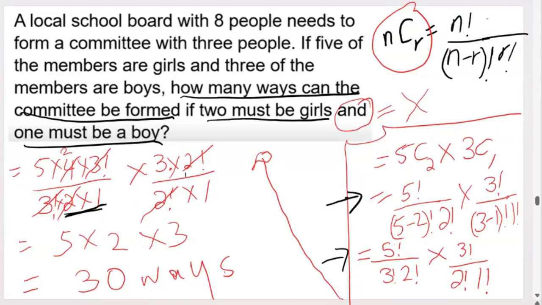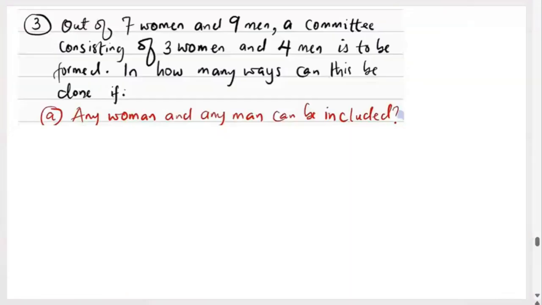Okay, let me just calculate it times 3. So it's 5 times 4, get 20 divided by. Please mute yourself. Oh, sorry.